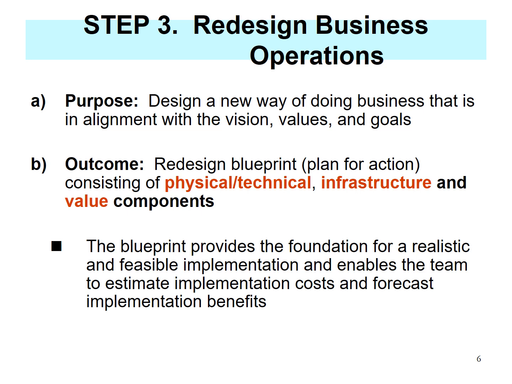So the outcome of this third step is the redesign blueprint. This blueprint is a document for a plan for action. It consists of the physical or technical, the infrastructure, and value components that we have learned earlier in the first chapter, if you still remember, the 3 layers. So this blueprint and this document will provide the foundation for a realistic, feasible implementation, and enables the team to estimate implementation costs and forecast the implementation benefits.